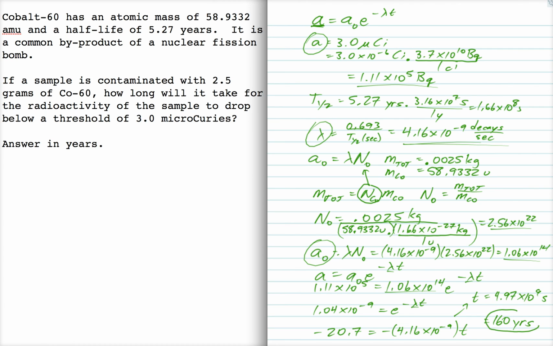Okay, let's think about that for a minute. So cobalt has a half-life of 5.27 years, and it basically has to drop from an initial activity of 10 to the 14th down to 10 to the 5th. So it has to drop about 9 orders of magnitude. Each order of magnitude is about 3 half-lives or so, a little more than 3 half-lives. So 27, or maybe around 30 half-lives, and 30 times 5.27 years is in the neighborhood of 160. So that's ballpark. So that looks like a good answer.